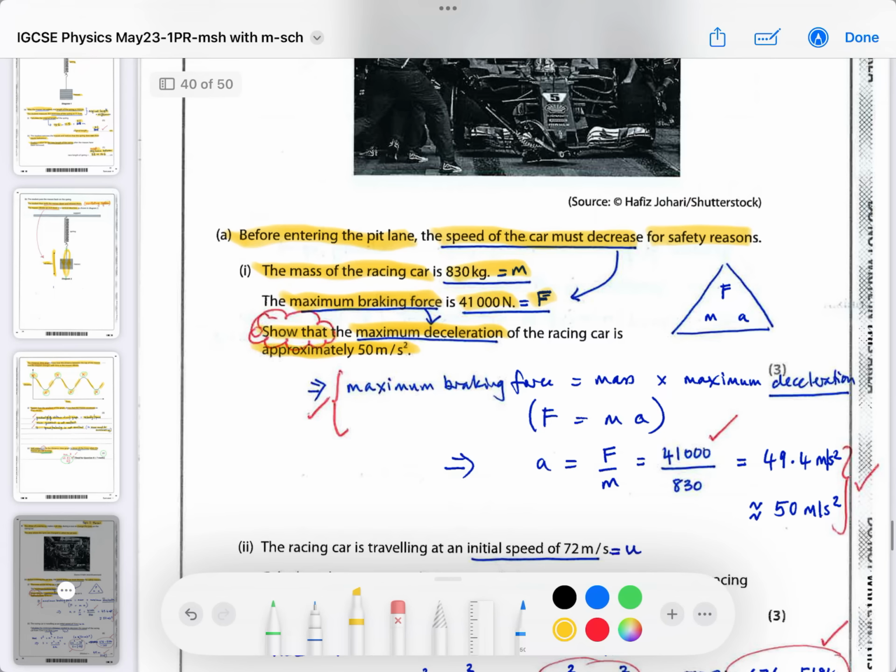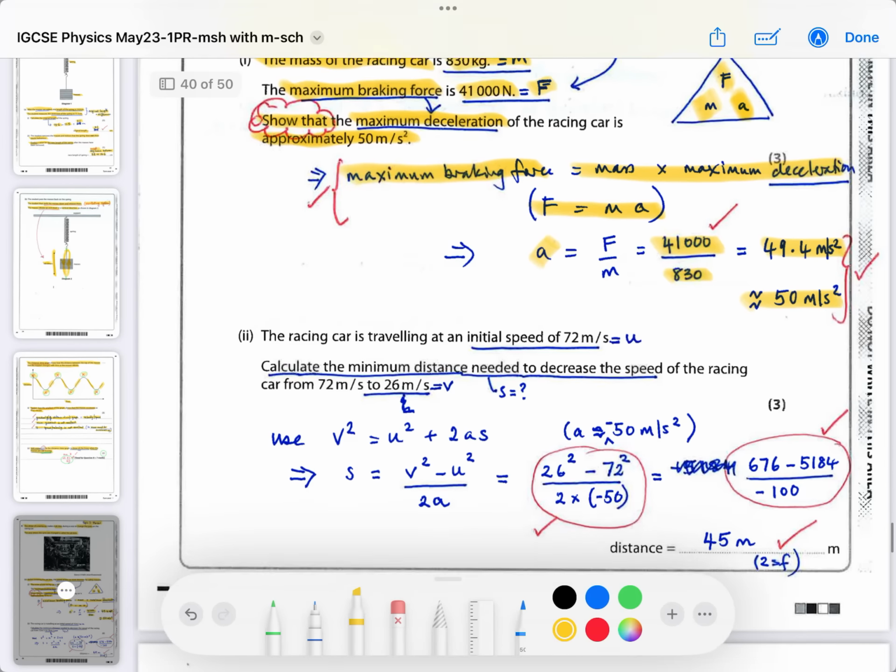Okay, so remember that you want to work out acceleration. So acceleration is force over mass. So maximum braking force is mass times maximum deceleration, which comes from Newton's second law. Change the subject to a. 41,000 divided by 830 gives you 49.4 to 3 significant figures, which is approximately 50 to 1 significant figure. Okay, rounded up, which is what they've asked us to do. So we have shown it. Remember, show that means prove it mathematically.